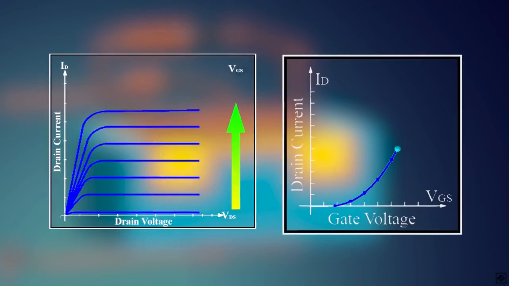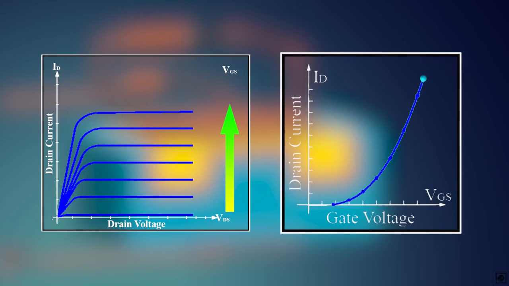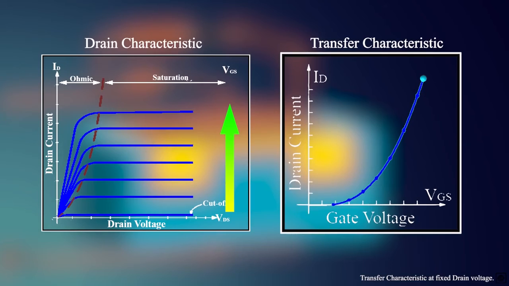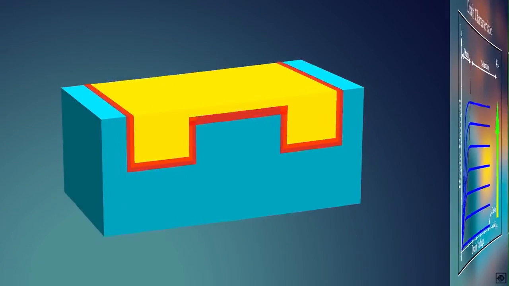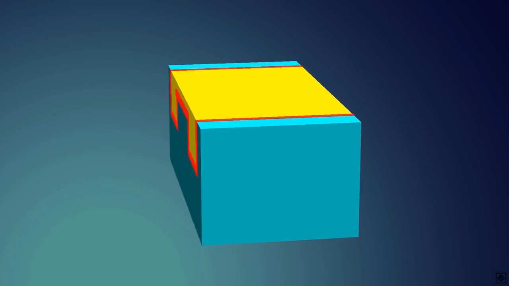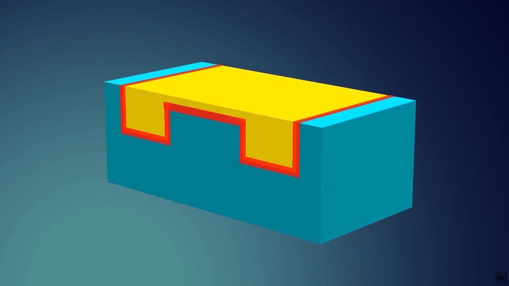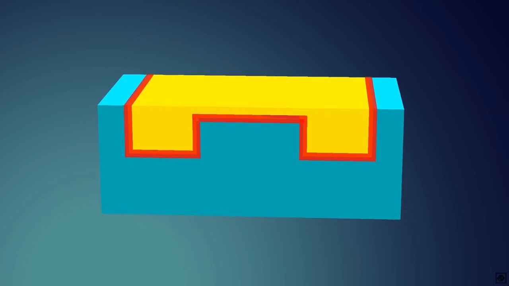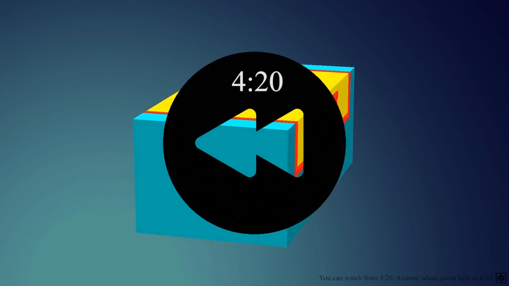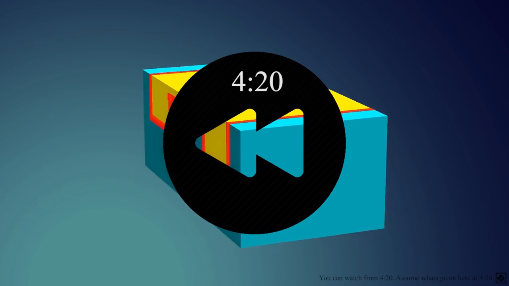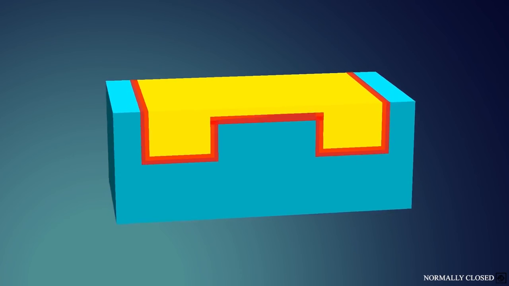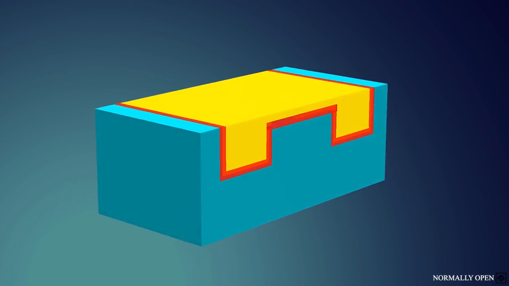If you have noticed, the two graphs that we created are the characteristics of the MOSFET. This is the drain characteristics and this is the transfer characteristics. There is another type of MOSFET, called the depletion type. This is similar to the enhancement type, except the channel is also formed while doping. That is, the channel that was formed by the gate voltage in enhancement type is present by default in depletion type. All other working principles are the same, except that the depletion type requires a negative gate voltage to turn off. It is normally on, while the enhancement type is normally off.